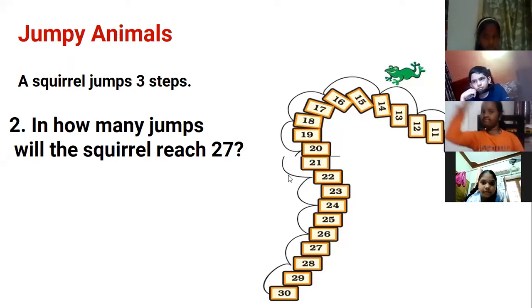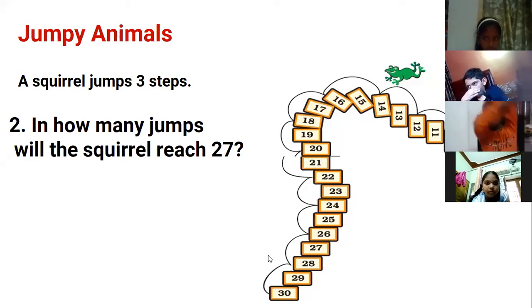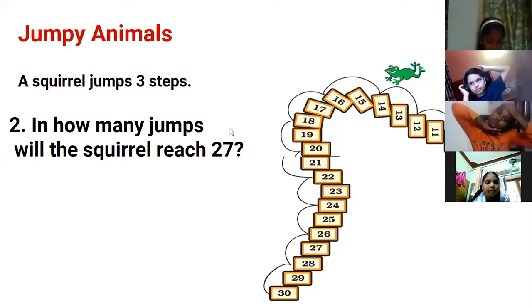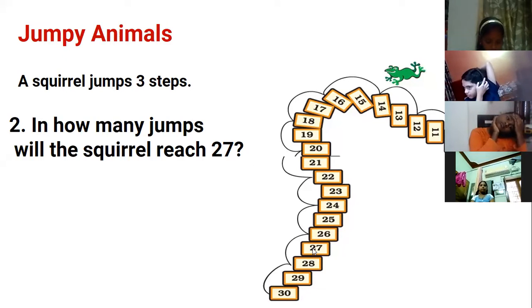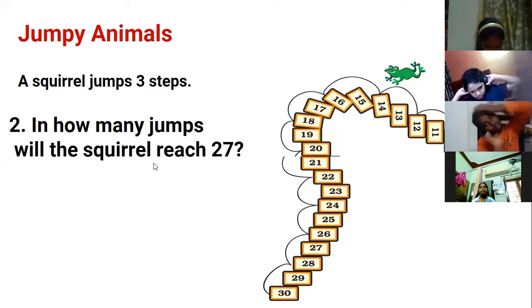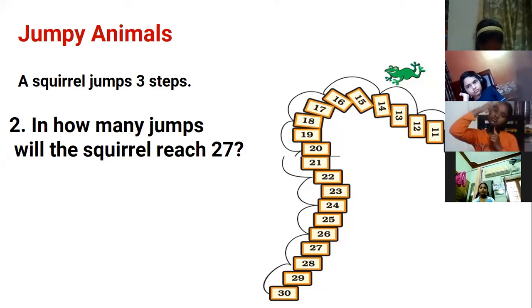Now, in how many jumps will the squirrel reach 27? You need to find the number of jumps only. Here total steps are 27. It has to reach 27. Now how many jumps do we need to find? In one jump, it can jump 3 steps. So in how many jumps will it reach 27? In 9 jumps it will reach 27.